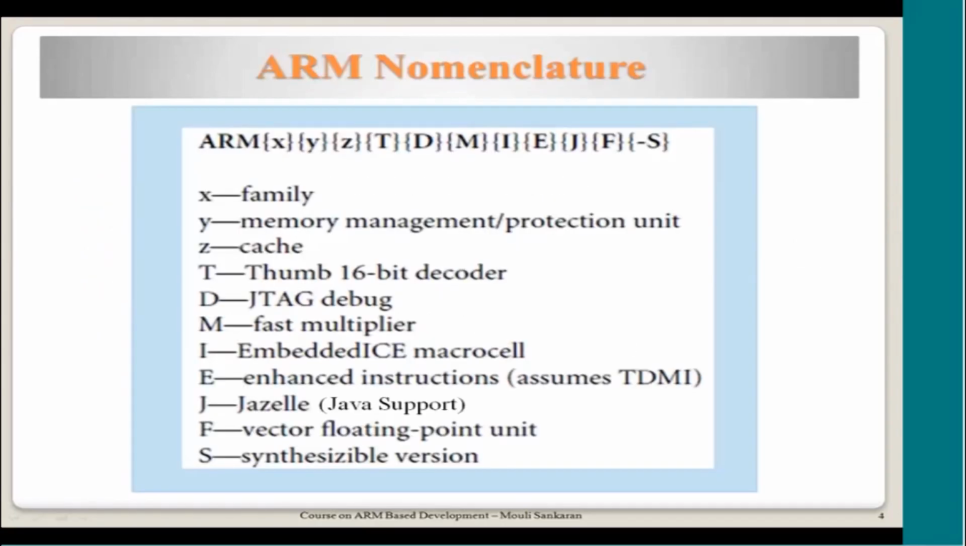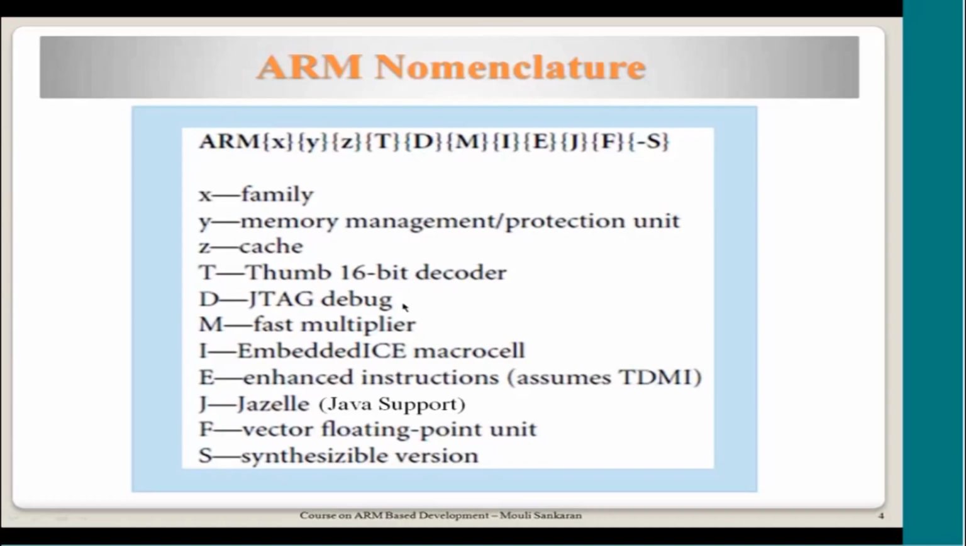So this is a nomenclature which I introduced earlier. ARM family has this kind of acronyms used for indicating different features, different hardware modules which are supported in a particular processor. So when you hear ARM7 TDMI, X is 7, so it's an ARM7 family of processor. T means it has a Thumb mode, which is a 16-bit wide instruction execution, and D means it has a JTAG debug port.